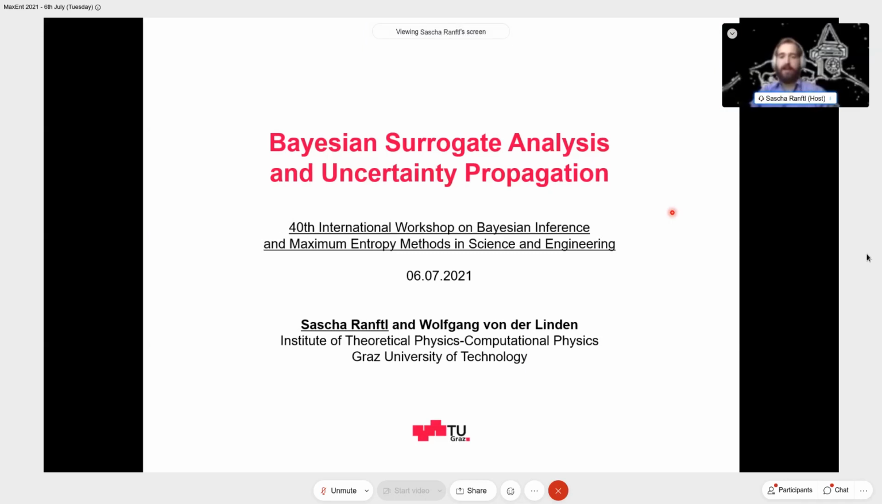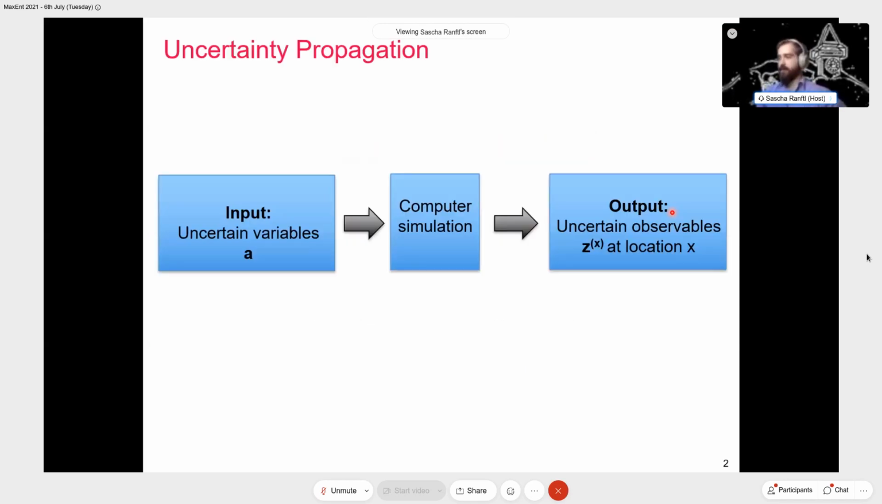Okay, Bayesian surrogate analysis. This goes a step back from what you've seen in the previous talk. Katharina used surrogate models to do sensitivity analysis and classification. And I would like today to talk a bit more about these surrogates. I will use them for uncertainty propagation, which is very similar to the sensitivity analysis.